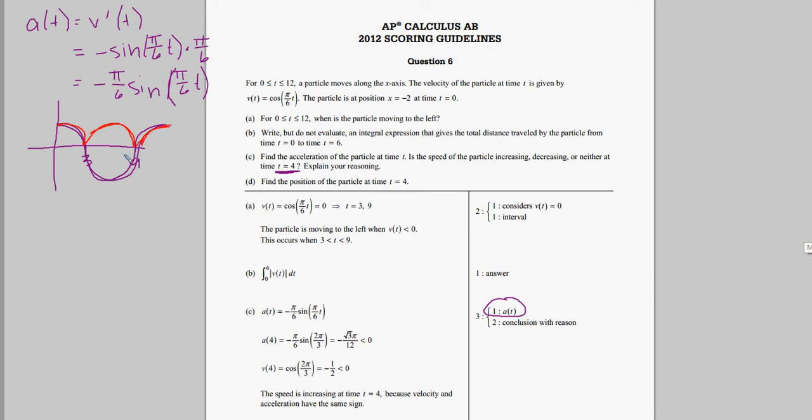And you can see that at 4, which is right around here, our speed is increasing because our velocity is positive in that realm. Another way to look at it, if you remember back from a concept we talked about, your speed is increasing wherever your acceleration and your velocity are the same sign.